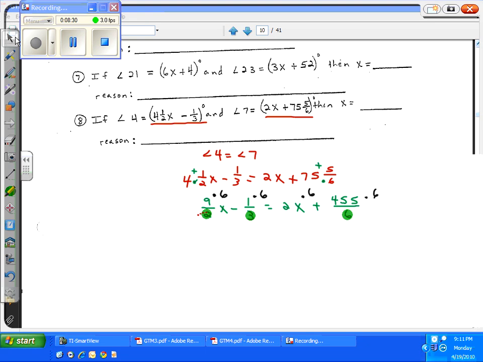Now on this one, 2 goes into 6 3 times, so we have 9 times 3 is 27x. On this one, 3 goes into 6 2 times, and so we have 1 times 2 is 2, but it's a minus 2. On this one, we have 2 times 6 is 12x. On this one, the 6 cancels the 6, and so we have plus 455. So by multiplying through by the common denominator, we have eliminated the denominators, and now there's no fractions to deal with.